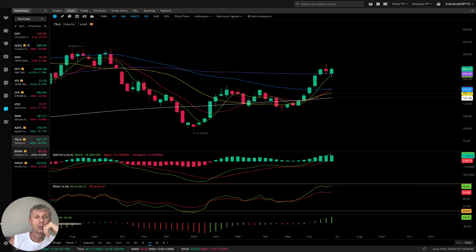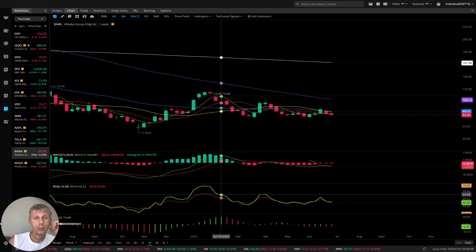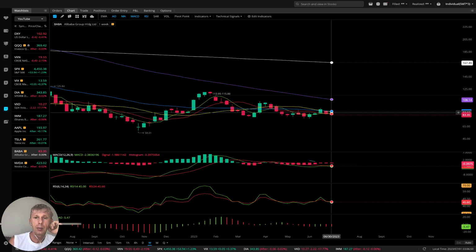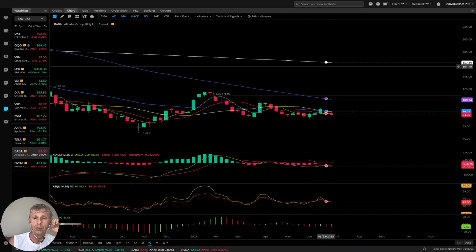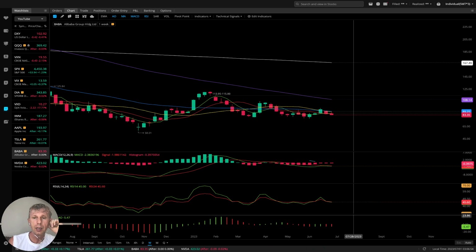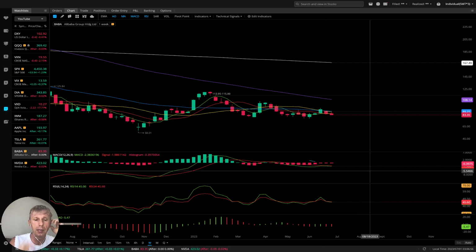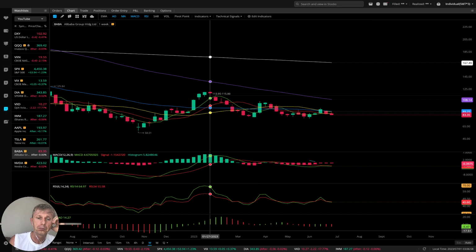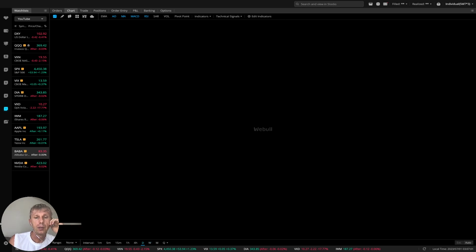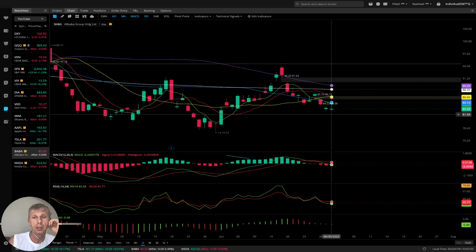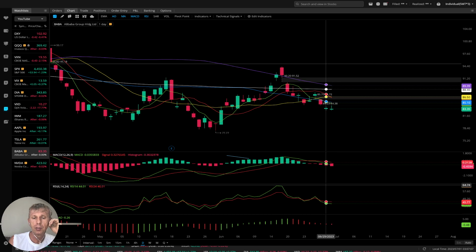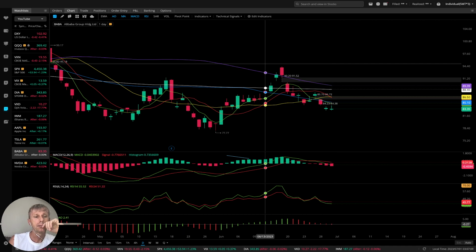Okay, let's move to BABA, Alibaba Group, weekly time frame. Very weak Alibaba because last bar below all moving averages. All indicators bearish on weekly time frame. Alibaba very weak, very bearish. Daily time frame also Alibaba bearish. Last bar below all moving averages. Bearish trend on all indicators for Alibaba.